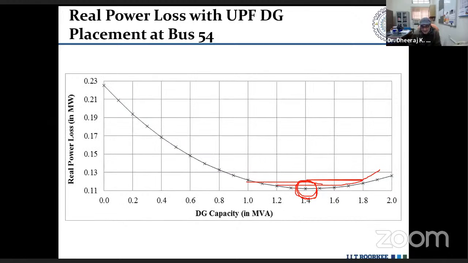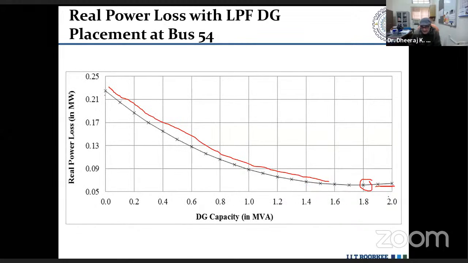So these optimal points are different for different power factors of DG. In the case of unity power factor DG, it is near about 1.4 MVA, but in the case of LPF DG, it is about 1.8 MVA.